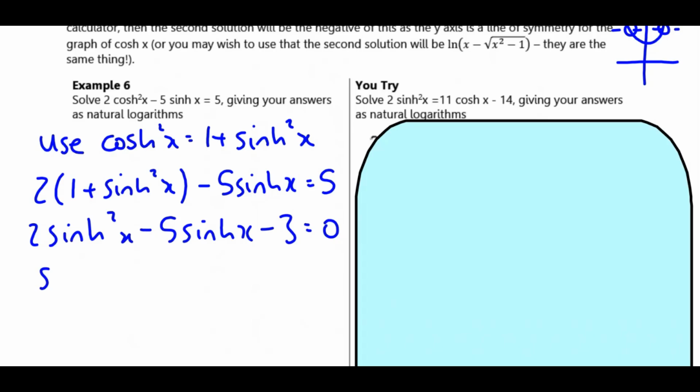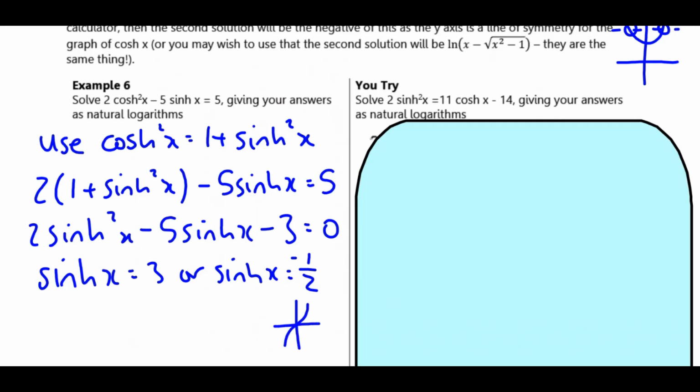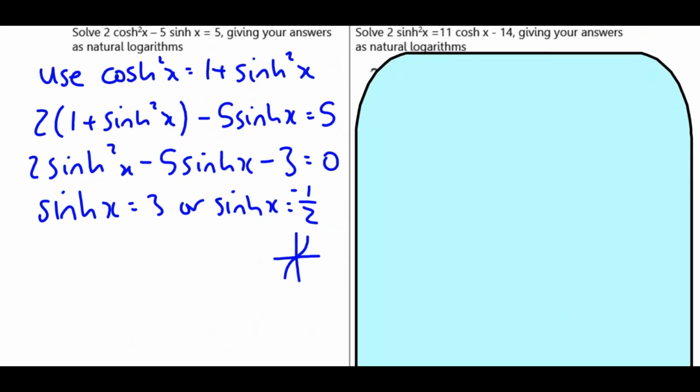Gives us two solutions. We get sinh x equals 3, or we get sinh x equals minus half, both of which are fine for sinh x, because if you remember the graph of sinh x goes like this, so we can have both of those, it's fine.